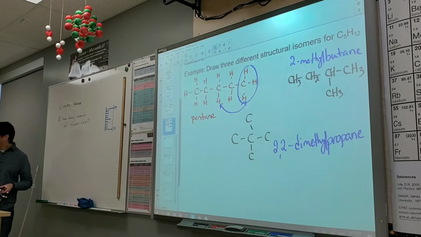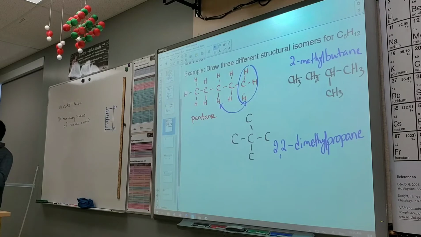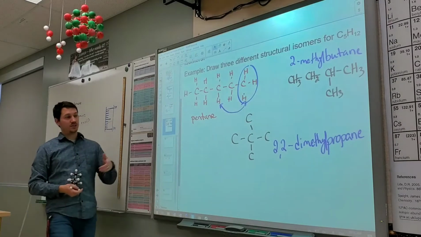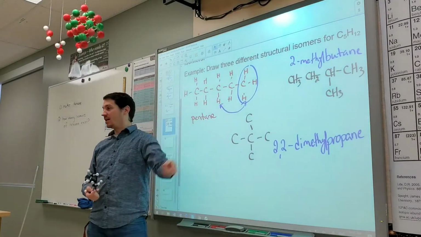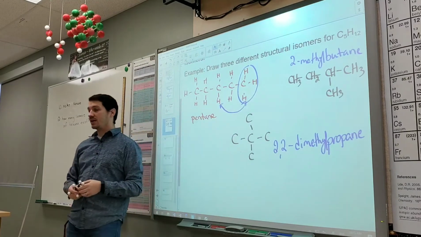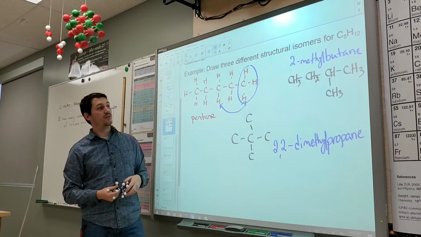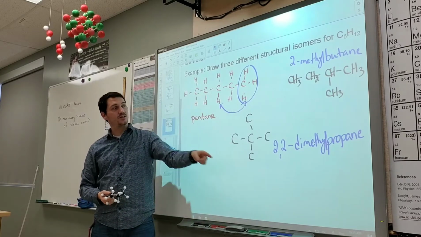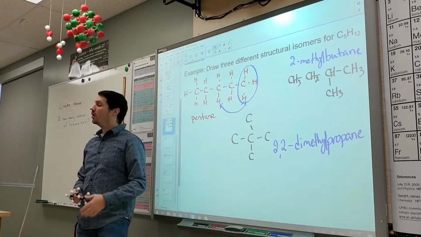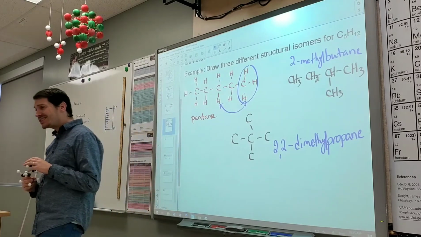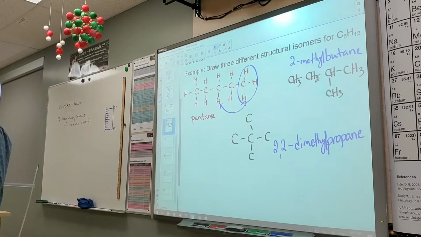Now, the key to figuring out if something is an isomer is that it's got the same molecular formula, so the same number of carbons and hydrogens, but it has to have a different name. You have to name it a different name. Like here, do these 3 things have the same name? No, but they have the same chemical formula. They're all made up of C5 and 12 H's. So that's what I want you to do. I'm going to give you about 10 minutes to do this. Go ahead.